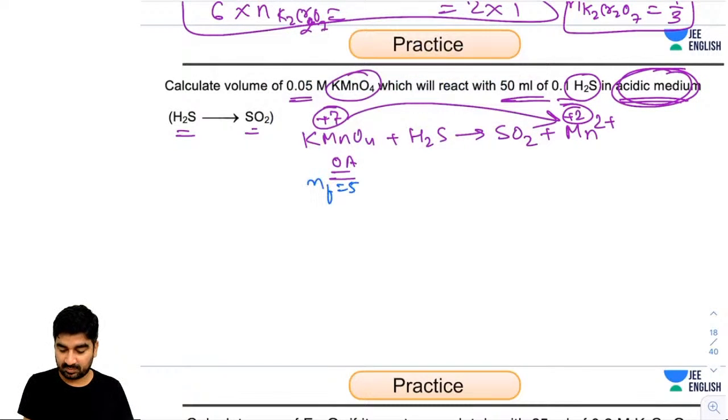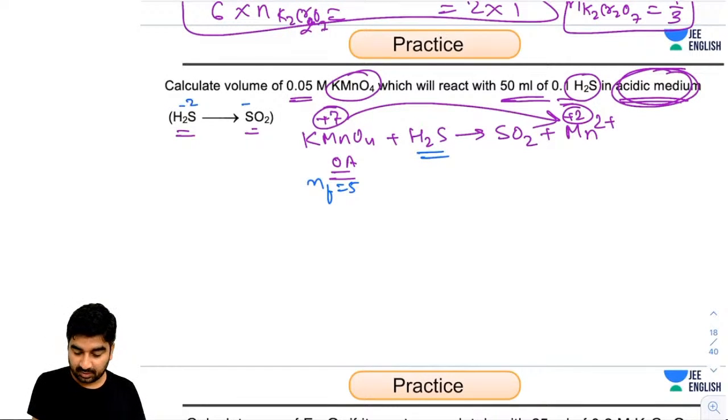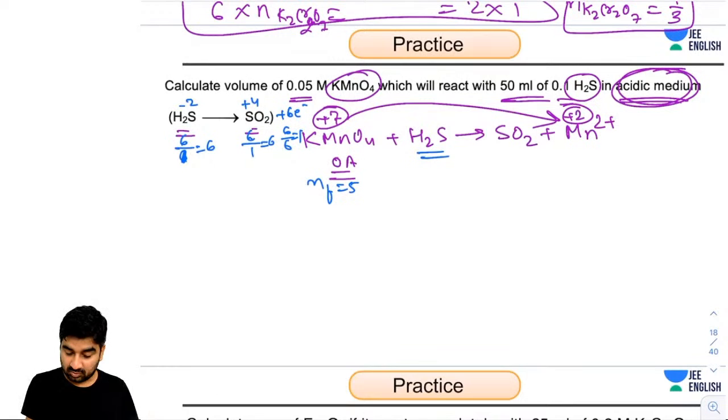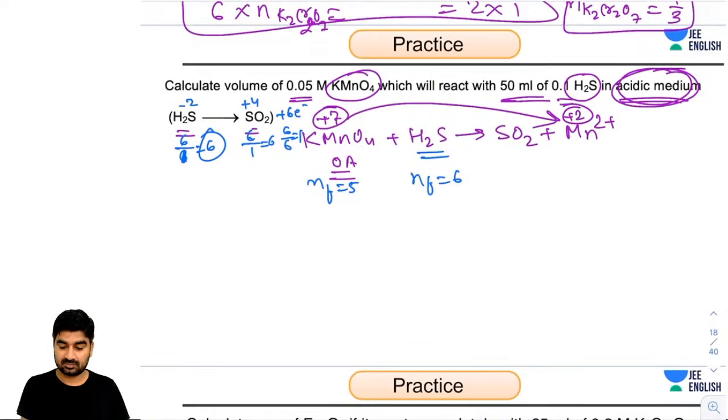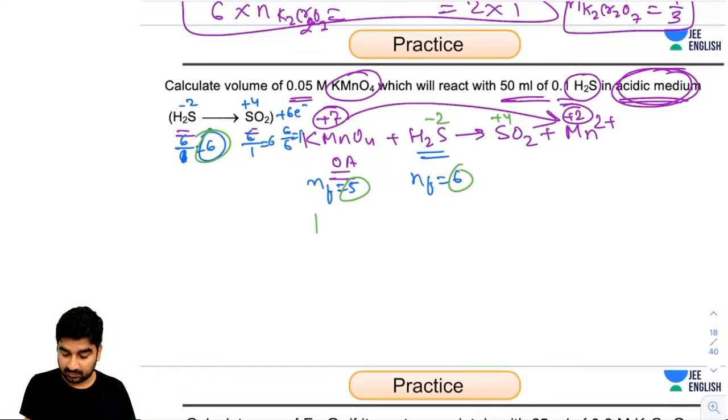So the n factor for this will be 5, and you have to calculate the n factor for H2S. This sulfur is -2 and this is +4, so there is a net loss of 6 electrons. So here we will have an n factor of 6: this is n factor 5, this is n factor 6, -2 to +4. So 5 into moles of KMnO4 equals 6 into moles of H2S.